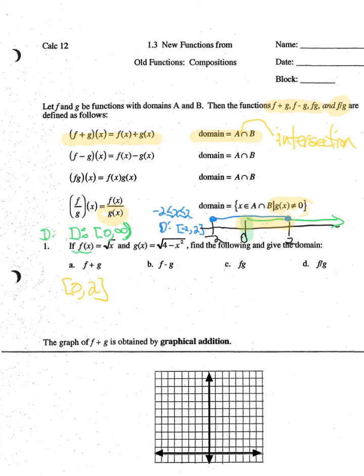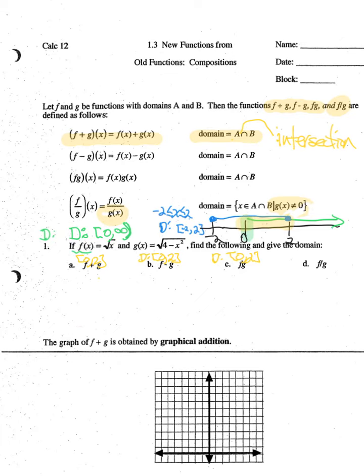The same is going to be true for f minus g. I'm going to write the domain here, from 0 to 2. F times g, the domain is going to be from 0 to 2. For f divided by g, remember that you cannot have a 0 in your denominator.